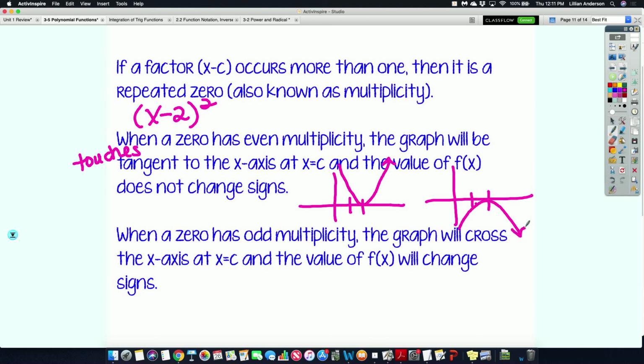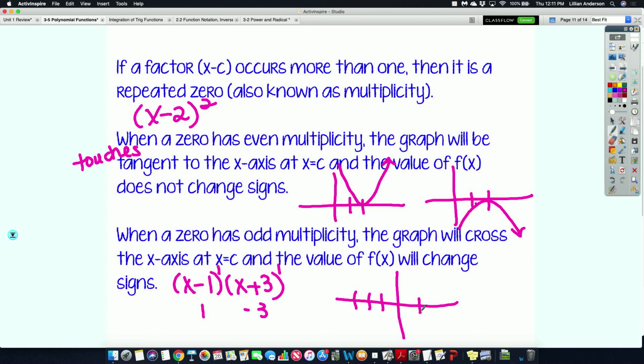But when a 0 has an odd multiplicity, then the graph will cross the x-axis at that point, and the value of f of x will change. So when it's odd, let's say you have x minus 1 and x plus 3. Both of these have an odd multiplicity because their exponent is 1. So that means the graph is going to cross the x-axis at x equals 1 and x equals negative 3. So it's going to cross, and then it's going to cross again. That's what that means.